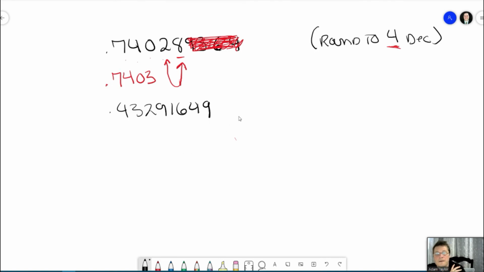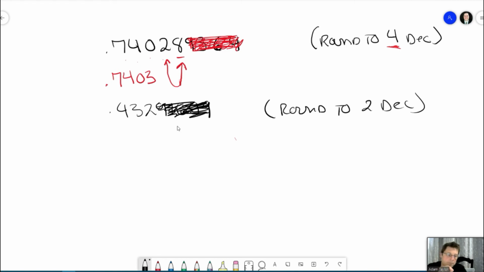Now, if we took 0.4329169, and we said round to 2 decimals. 1, 2. All I care about is the 3rd decimal place. Anything before that is garbage. Don't care about it. I don't even care what the number was. And this is the problem that I found with students. I've seen students say, okay, so round to 2 decimals, so I need the 3rd decimal, but this is a 9. So this I would round up, and that would become a 3.